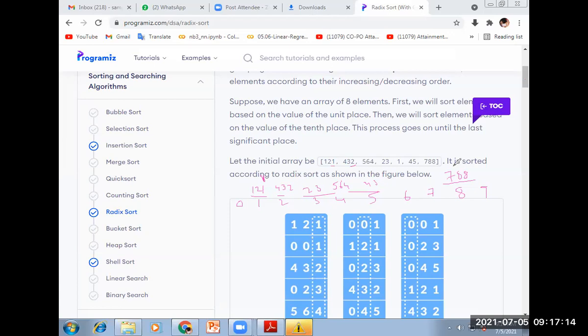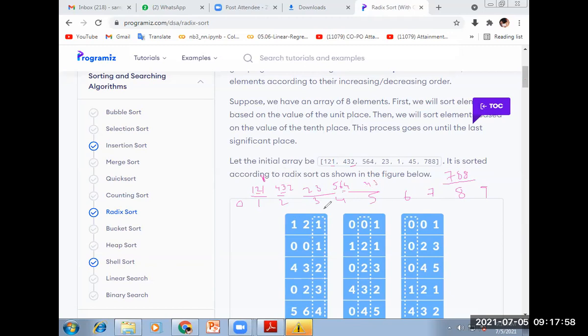Clear, students? Just rewrite these elements and take the second position, that is the tens position. So here 121 is stored in the second location. Here 432 is stored in the third location. Next consider the tens place.